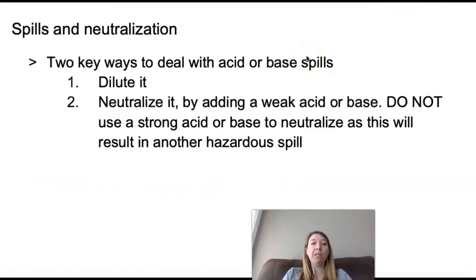Okay, so spills and neutralization. When it comes to spilling either an acid or base, we kind of have two ways to deal with it. So one way is to dilute it, right? We talked about dilution in the last unit. We said basically just add water, right? The other option is to neutralize it, right? So let's say I had spilt a strong acid, I could neutralize it by using a weak base. We generally don't want to use something that's strong to neutralize it because then we have another hazardous spill that we have to deal with.